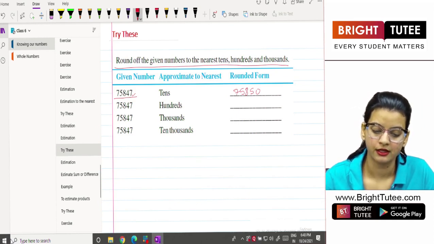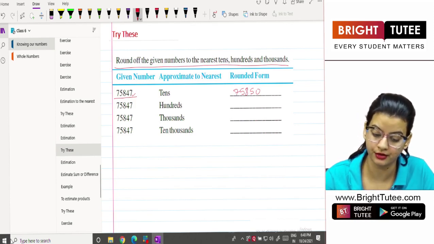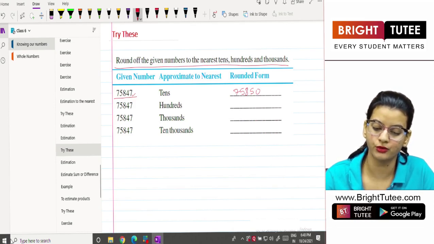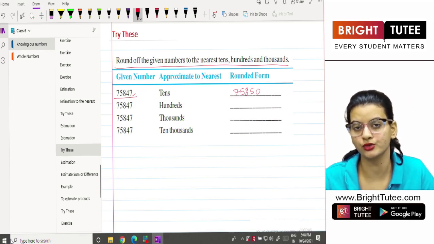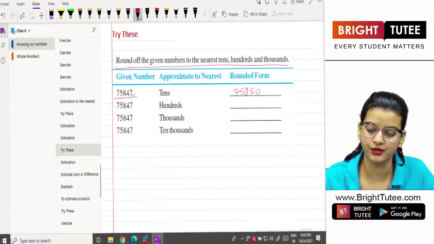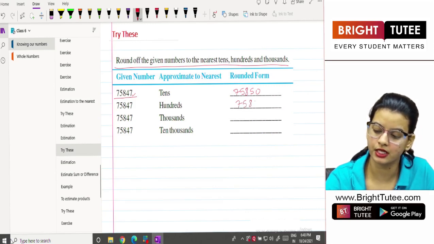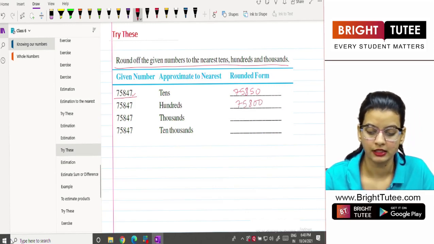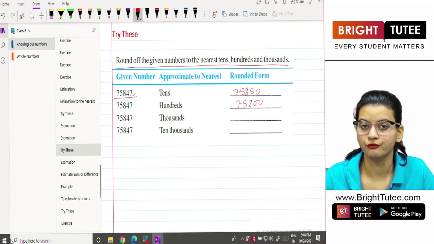Now the next number is 75,847. Now we have to round it off to the nearest hundreds. When we round off to the nearest hundred, we know that from 1 to 49 we round it off to 0 because they are closer to 0, and from 51 to 99 we round it off to 100. So 75,847 we will round off to 75,800.